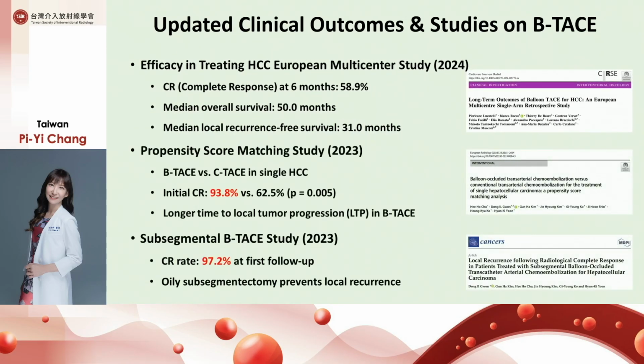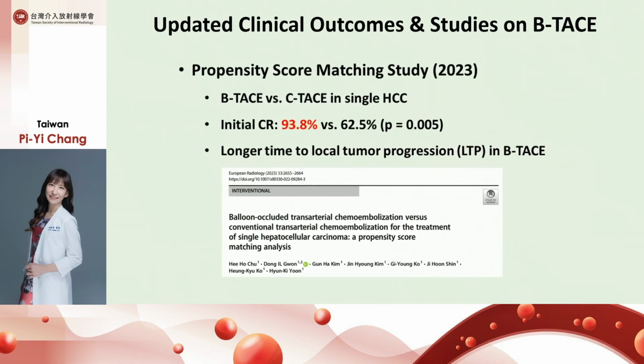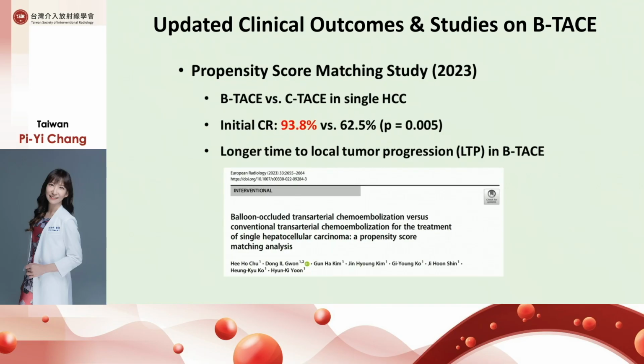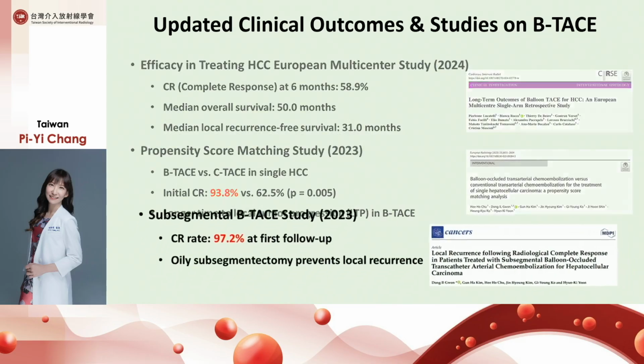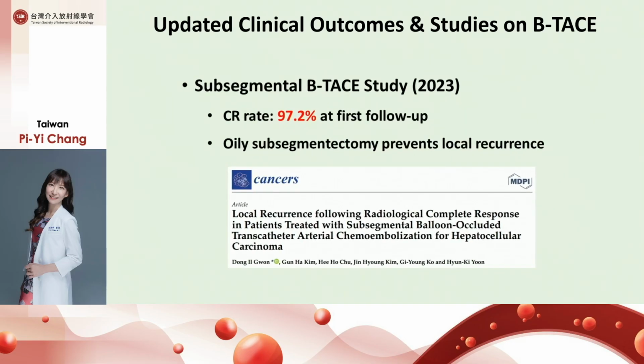And the propensity score matching study shows B-TASE versus C-TASE. The initial complete response rate of B-TASE is 94%, quite a good outcome. And in the subsegmental B-TASE study, the CR rate is also around 97% at the first follow-up. So the oily subsegmentectomy prevents local recurrence.